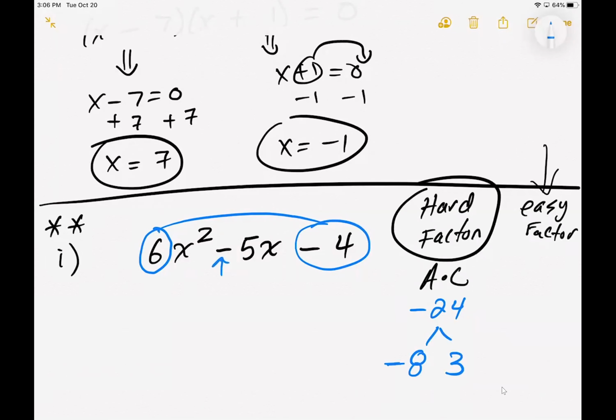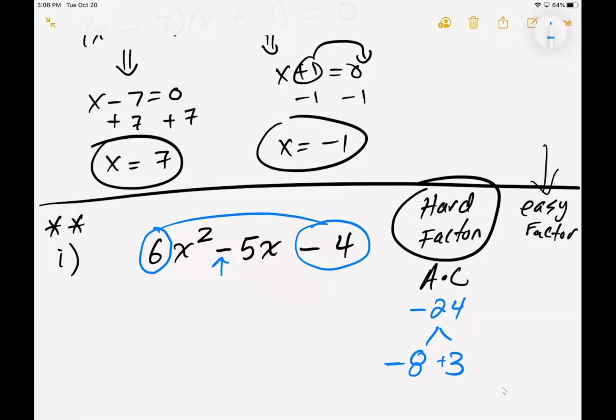So the bigger number will get the sign of the middle term. So in this case, the 8 will be negative and the 3 will be positive.